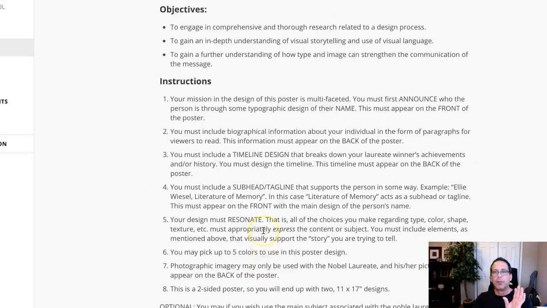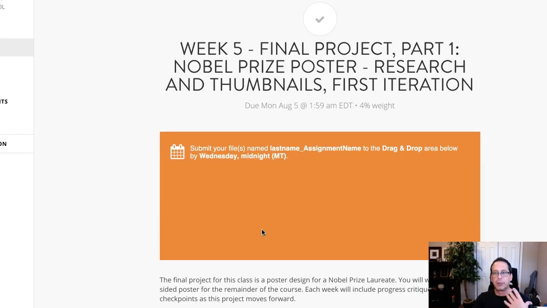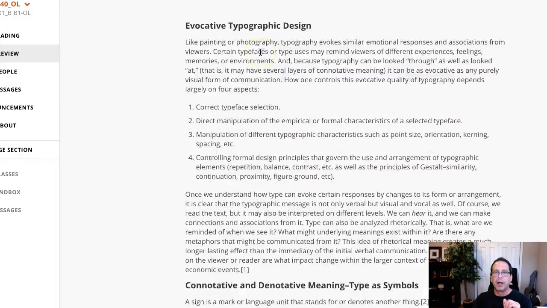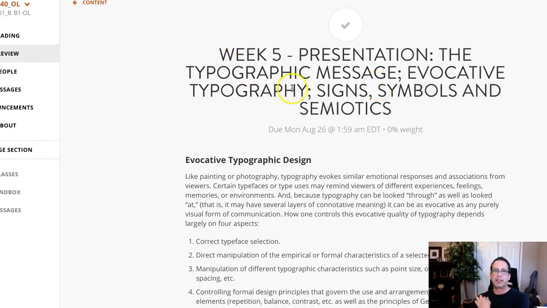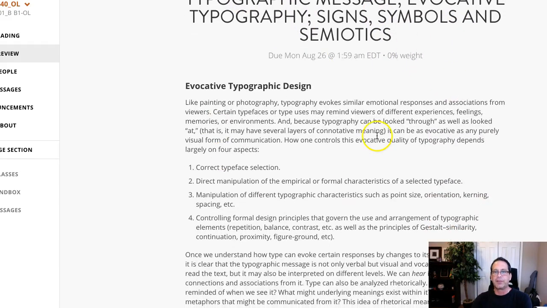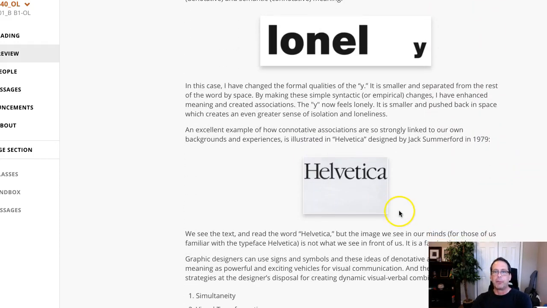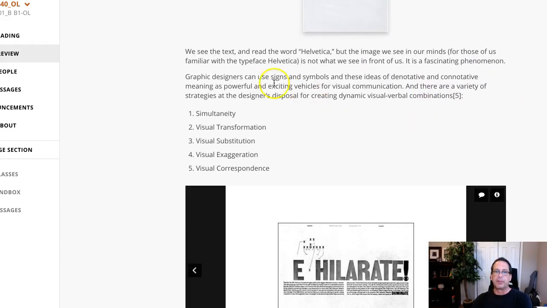There are a few things in the class I want to draw your attention to that will help you compile your sketches. The first is the lecture itself, this week five presentation: the typographic message, evocative typography, signs, symbols, and semiotics. Read this lecture. That's a great lecture, and there are some great examples here. But what I'm really getting at is this right here.